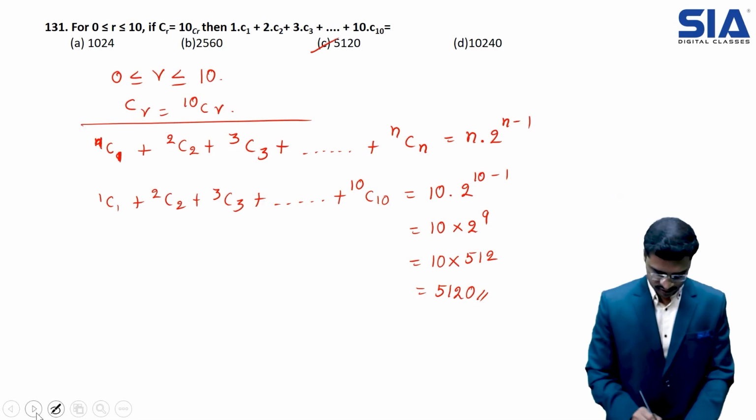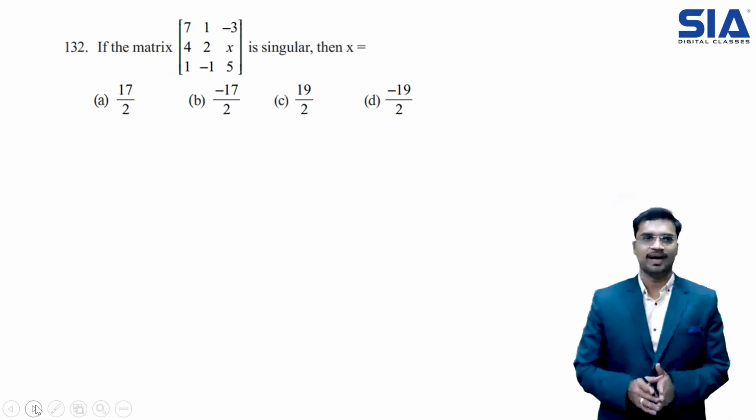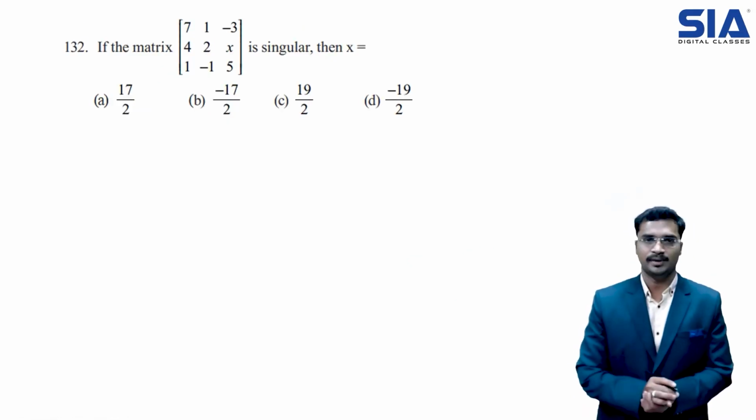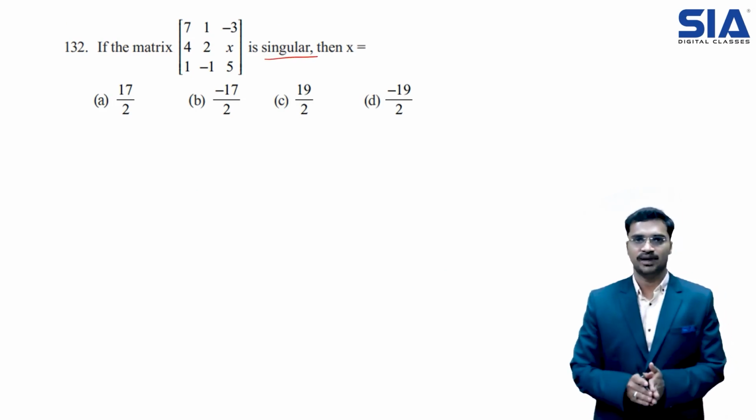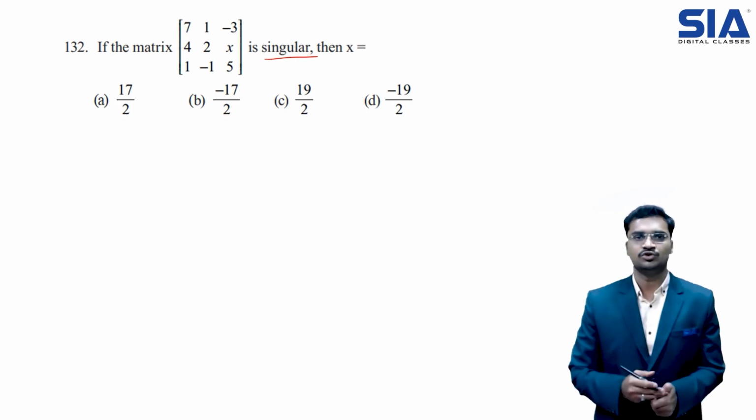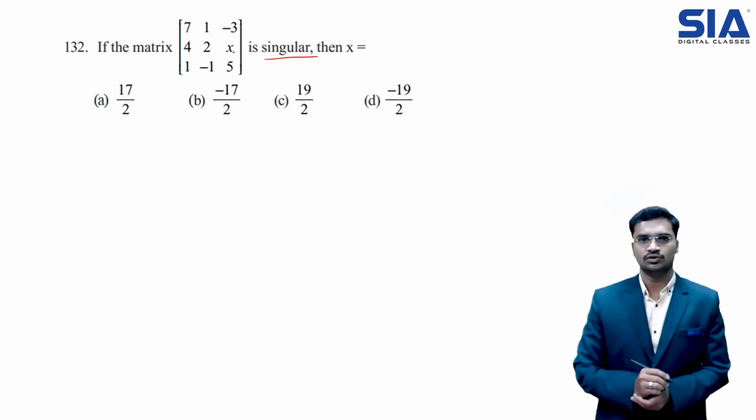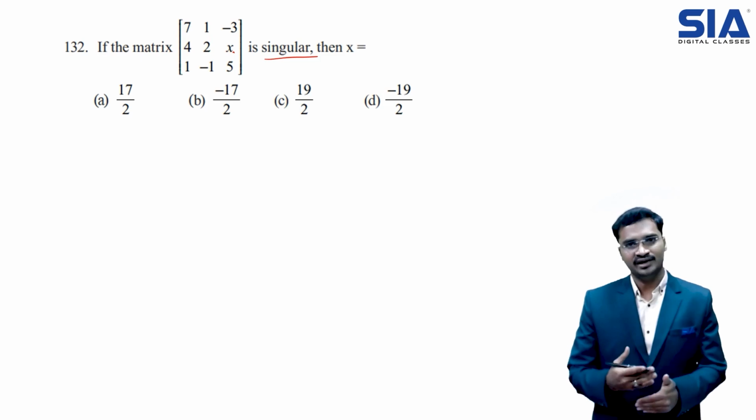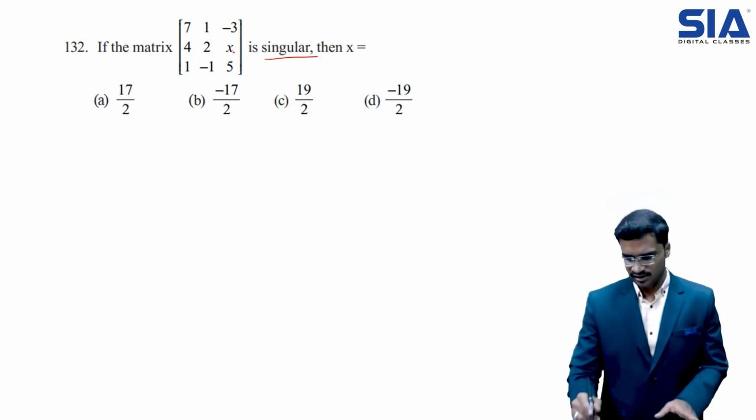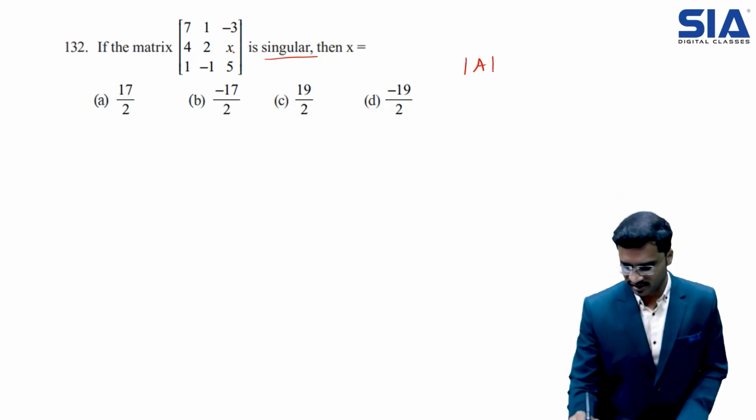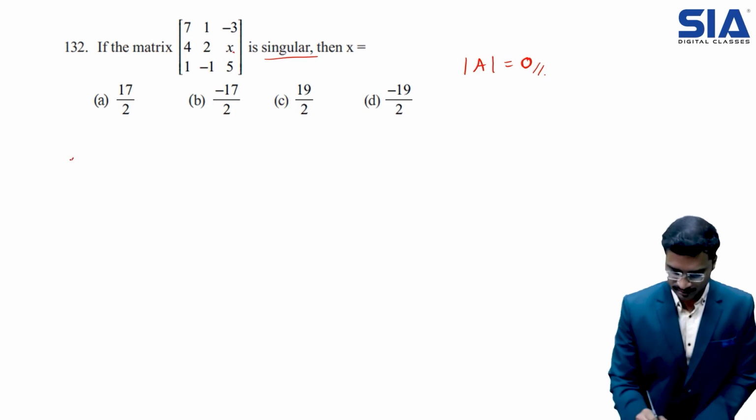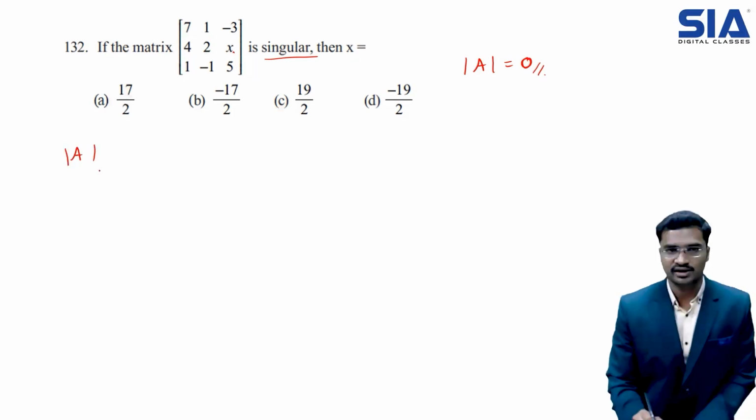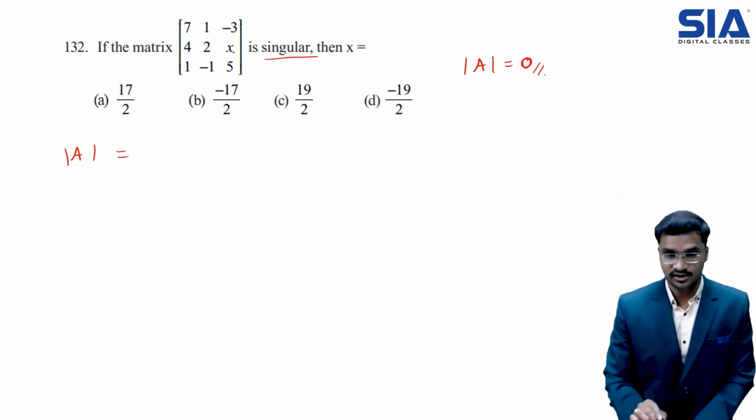Okay. Now coming to the next question, which says that this particular matrix is a singular matrix, and we should find the value of x. If a matrix is a singular matrix, then the det A of that matrix should be 0. So let us find the det A of this. Let this matrix be A.